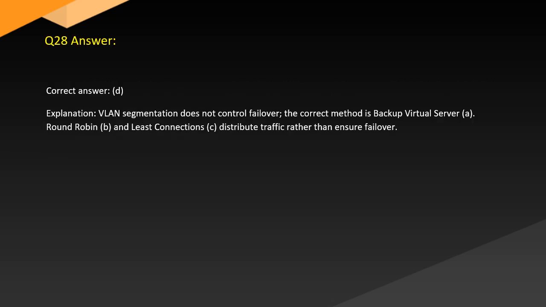Answer. Correct answer. D. Explanation. VLAN segmentation does not control failover. The correct method is the backup virtual server. Round robin, B, and least connections, C, distribute traffic rather than ensure failover.